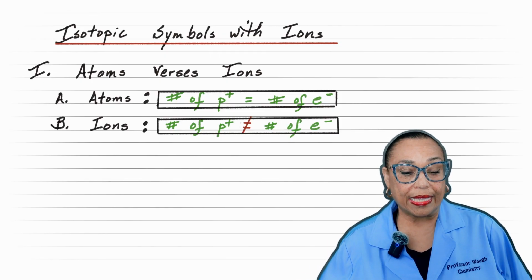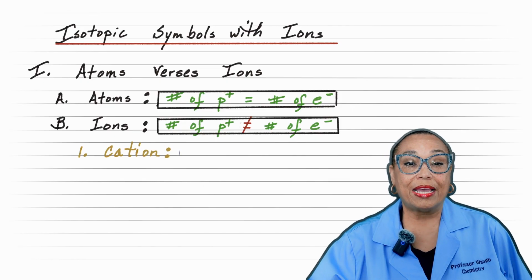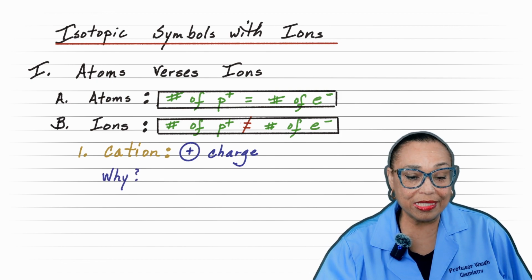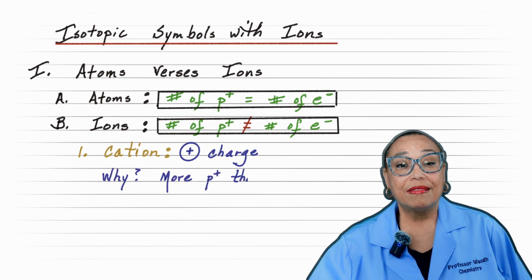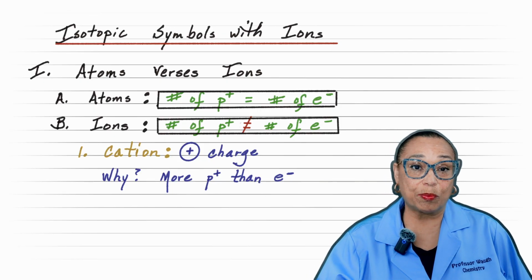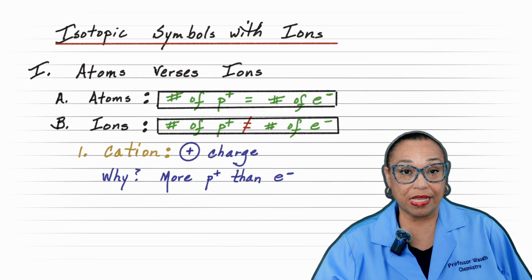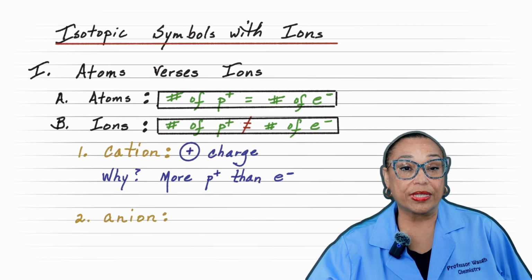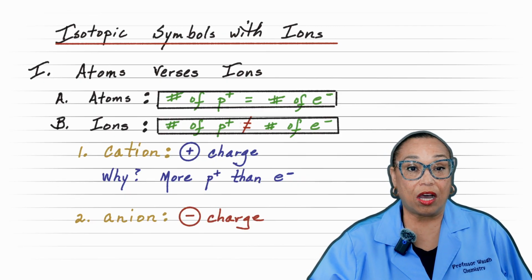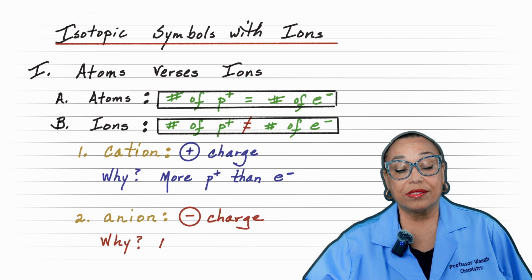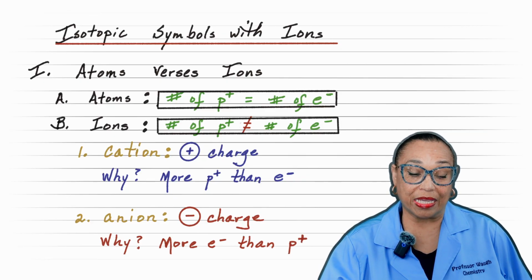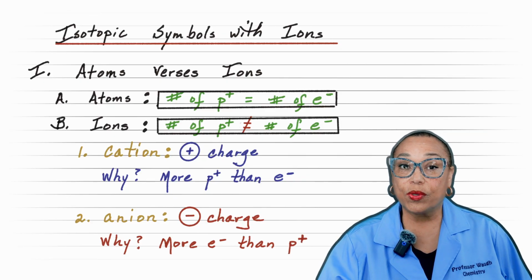So let's do our review again. A cation will have a positive charge. Say the word with me, cation. And why is this? Because you have more protons than electrons. So obviously you're going to have a positive charge, because protons have a positive charge. When I say anion, there is a negative charge on the ion. Why? Because the electrons will be more than the protons, and electrons have a negative charge. Now remember, you cannot change the number of protons.